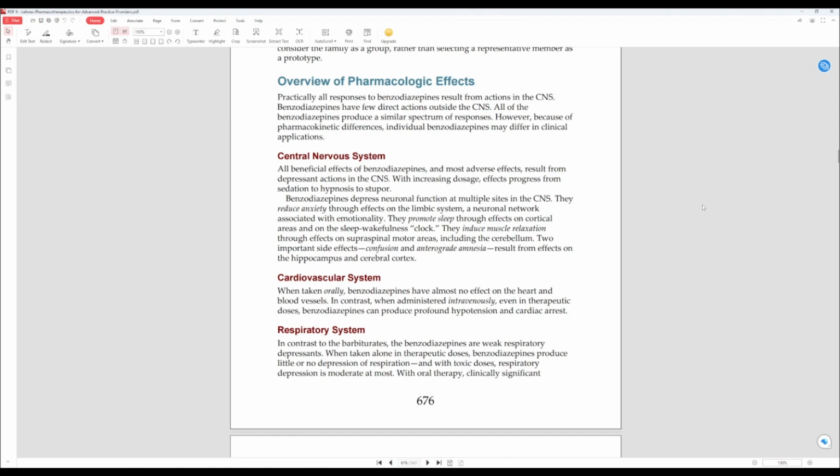They reduce anxiety through effects on the limbic system, a neuronal network associated with emotionality. They promote sleep through their effects on the cortical areas and on the sleep-wake clock. They induce muscle relaxation through their effects on supraspinal motor areas, including the cerebellum. Two important side effects, confusion and anterograde amnesia, result from the effects on the hippocampus and cerebral cortex.